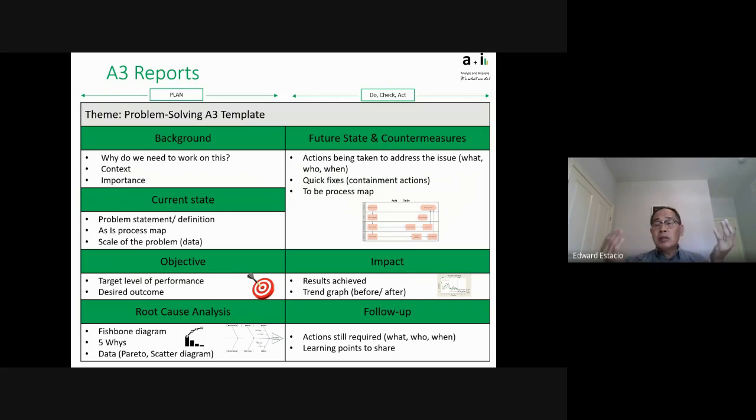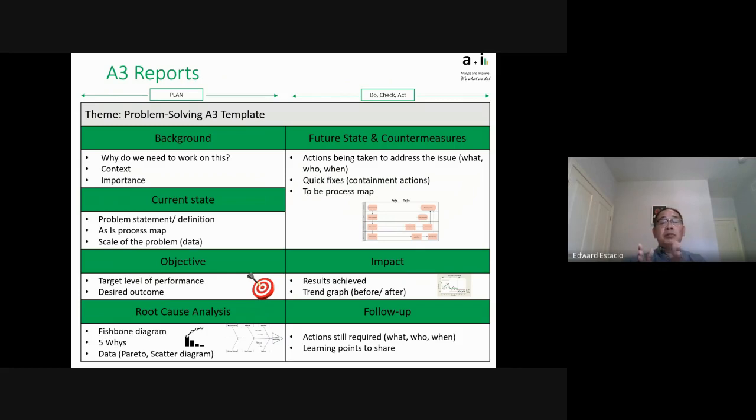Then for root cause analysis, we use a fishbone diagram, which is also called a cause and effect matrix, which uses the 6 M's: measurements, methods, machines, Mother Nature, manpower, and materials that could contribute to the problem. Or we could use 5 Whys, which is the most widely used root cause analysis method. But make sure we use data. If we have data, at least we can create graphs like Pareto charts, scatter diagrams, and so on.